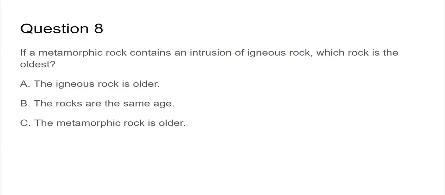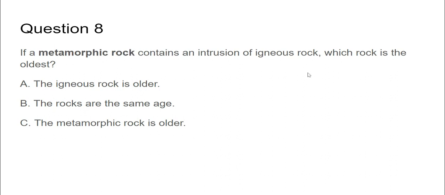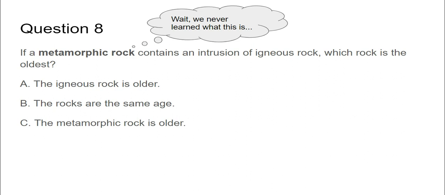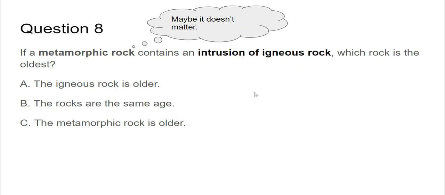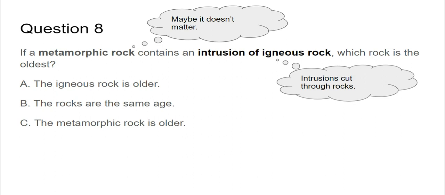Moving on, I was really surprised this was a most missed question, but I know what happened. Here's what happened. You're reading the question, you read metamorphic rock, and you're like, oh no, we don't know what a metamorphic rock is. So if we don't know what the metamorphic rock is, then maybe it doesn't matter. Maybe we need to look at the rest of the question. If we look at the rest of the question, we see an intrusion of igneous rock. Well, an intrusion means that the igneous rock is cutting through rocks. So that means that the igneous intrusion is younger than the rocks it's cutting through.